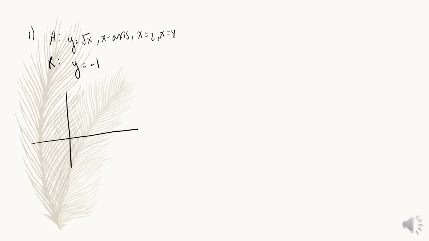The first one, almost exactly like the one we did in the last video, is we're going to have y equals the square root of x, the x-axis, x equals 2, and x equals 4. Only now we're going to revolve this around the line y equals -1. So same thing as last time, we're going to draw this area first, which we already know what the area looks like because we had it last time. So it was the square root of x, from x equals 2 to x equals 4.